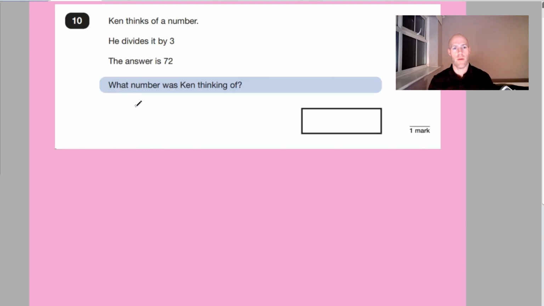Okay, Ken thinks of a number. He divides it by 3. So you've got question mark. He divides it by 3. The answer is 72. So he thinks of a number, he divides it by 3, the answer is 72. They are testing the inverse. You have to work backwards. 72, if you're going to go back in a mirrored fashion, you'd have to do times 3.